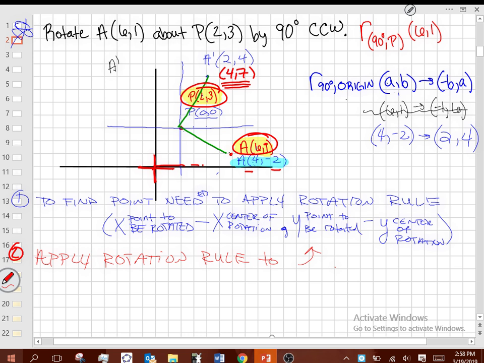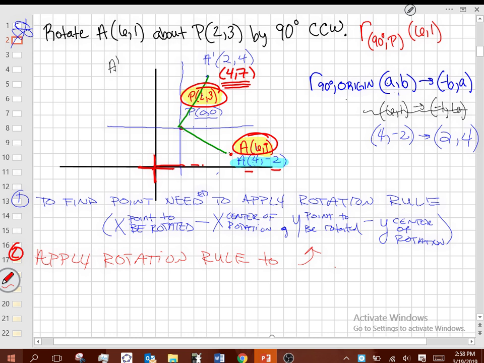That's all written in blue there. The x point to be rotated minus the x center of rotation, comma, y point to be rotated minus y center of rotation. You're going to apply your rule to that. So that would be the 4, negative 2 for our specific example. You're going to run that through your rotation rule, whichever rotation rule you're using. Could be 90, 180, or 270. Could be counterclockwise or clockwise. You're going to determine what that rule is, and then you're going to apply it.